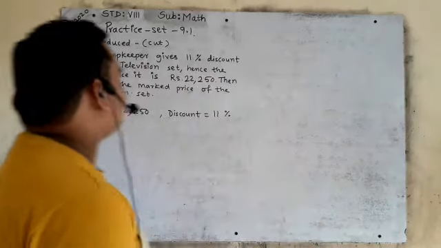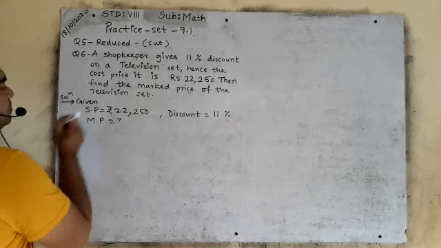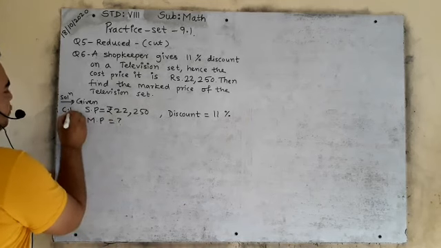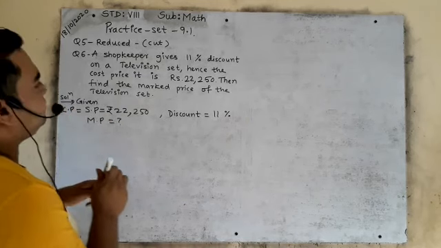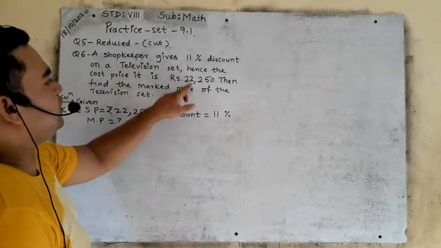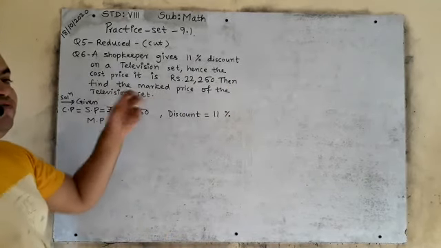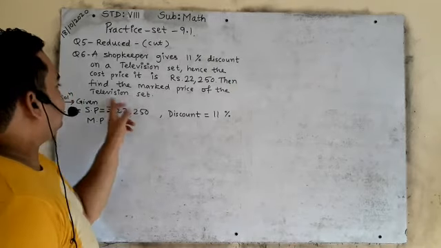Just look at the board. See, a shopkeeper gives 11% discount. Discount is given in percentage, okay, on a television set. Hence, the cost price of it. Cost price means selling price, okay. Remember, cost price means selling price. Cost price means selling price is rupees 22,250. The shopkeeper sold the television set for 22,250 rupees. Then find the mark price. We have to find the mark price of the television set.